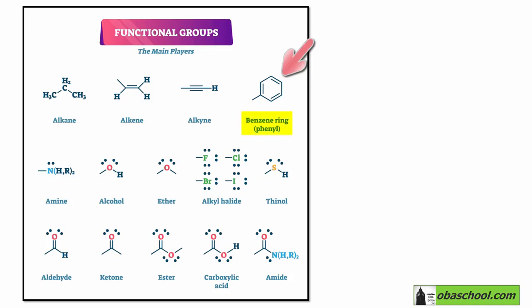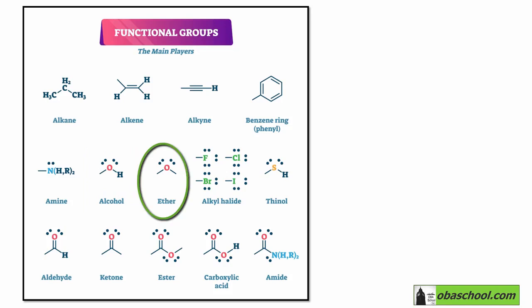And as a substituent, this benzene ring is named phenyl. We have also the amine group and we have alcohol. In an alcohol, the functional group is the OH group. To name a hydrocarbon with this group, we will add ol. So for example, we have ethanol and methanol.